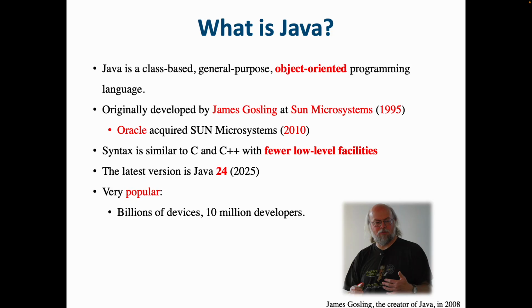Now, it was developed in 1995, then Oracle bought Sun Microsystems. Its syntax is more similar to C and C++ than Python. It has so many versions. I don't know why they are doing it, but almost every year they come up with a new version. Now, the current version is 24. When I was teaching this course last semester, it was 23. And when I first started teaching this course in 2018, it was, I think, Java 18.